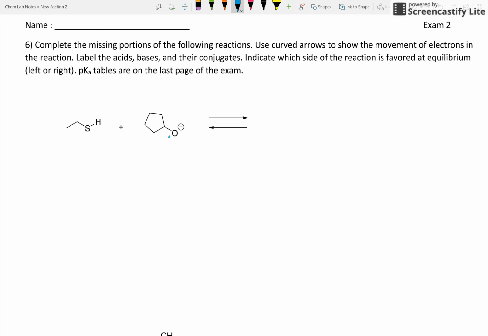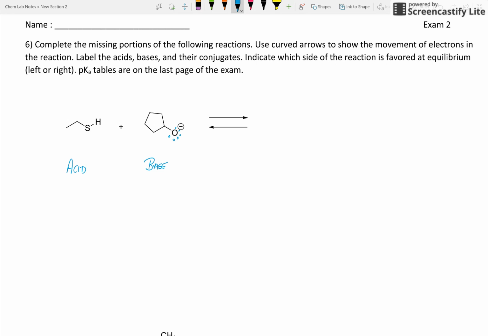So if you're going through, remember a base, its job in life is to find a proton. So it is to find something that has a positive charge. So bases tend to have negative charges. Okay, so we look for whatever has a negative charge. That is usually going to be our base. It's a good place to start. If that's our base, then this better be our acid over here.